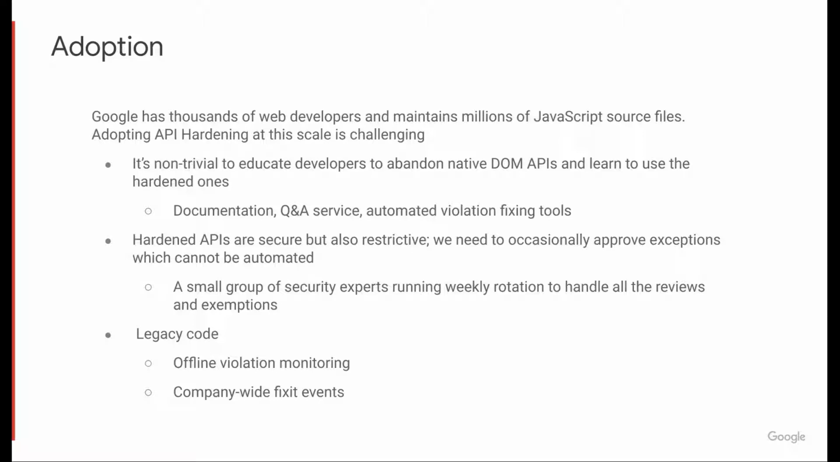Another point worth mentioning is how we deal with legacy code. By the time we deployed API hardening, there was already a huge amount of legacy code that can't be immediately revised to use the new APIs at Google. We automatically examine those legacy violations and make sure developers will gradually clean them up.